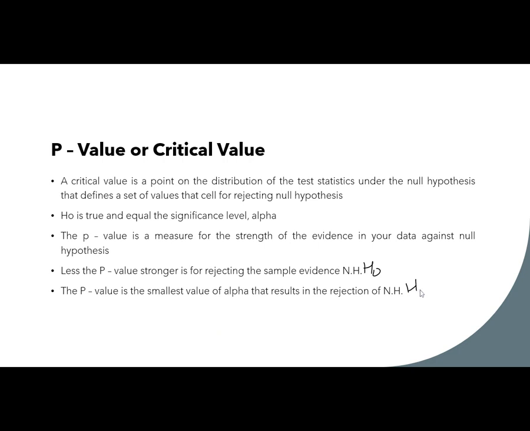H naught, the null hypothesis. If the p-value is less, then there is a stronger chance of rejecting the sample evidence, which is nothing but H naught. There's a very great extent of rejecting this H naught. That's it, and it depends on the p-value.